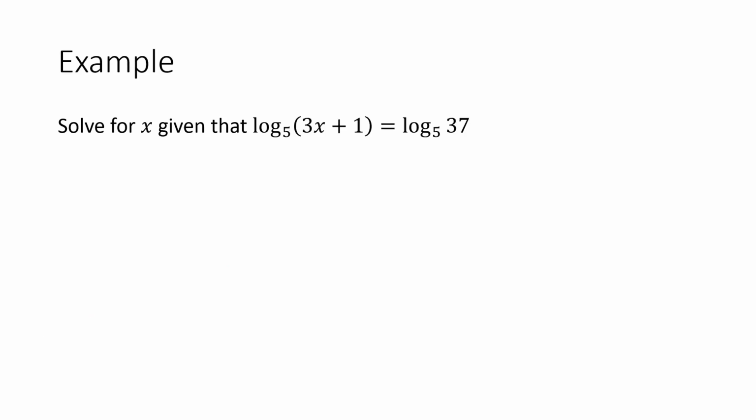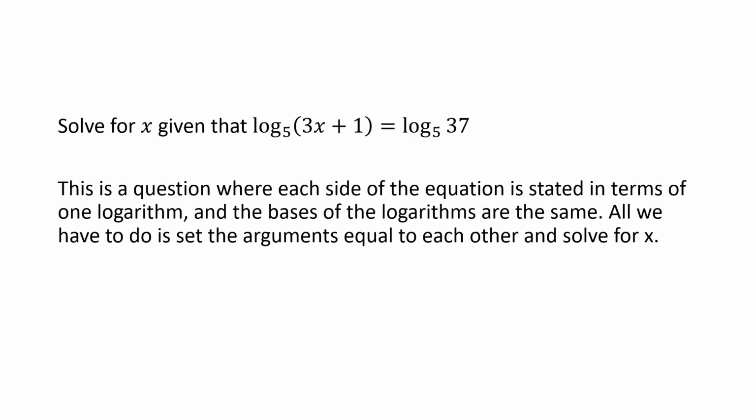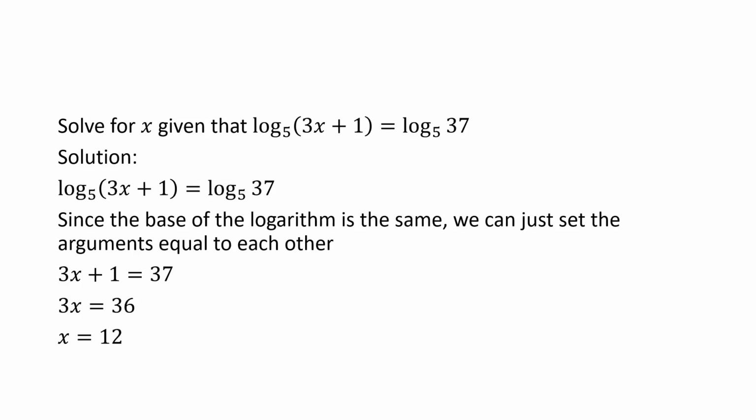Now, let's look at this equation. This one's a little bit more straightforward. We have a log base 5 on the left and a log base 5 on the right. All we have to do now is just set the argument on the left equal to the argument on the right, as it says on this slide. So we can just simply say 3x plus 1 is equal to 37. Solve that out, and we get x equals 12. That's our final answer.